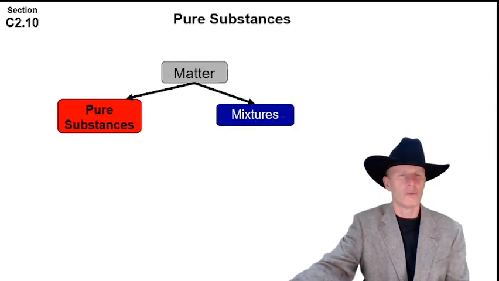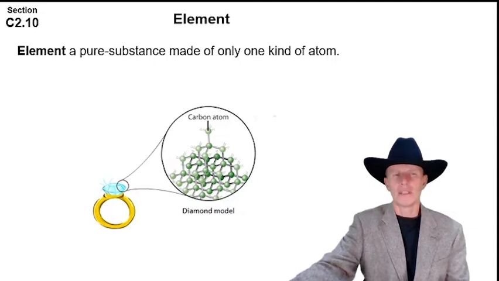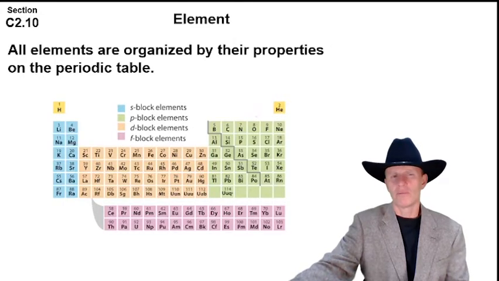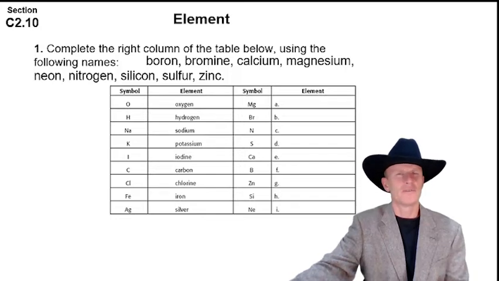First, we're going to talk about pure substances, which can be broken up into the elements and the compounds. An element is a pure substance made of only one kind of atom. Elements are organized by their properties on the periodic table. Chemists and other scientists write the elements' names so often that they have developed a system of short symbols. Most of the symbols are one or two letters taken from the element's name. Some of the elements have symbols that derive from their Latin names.